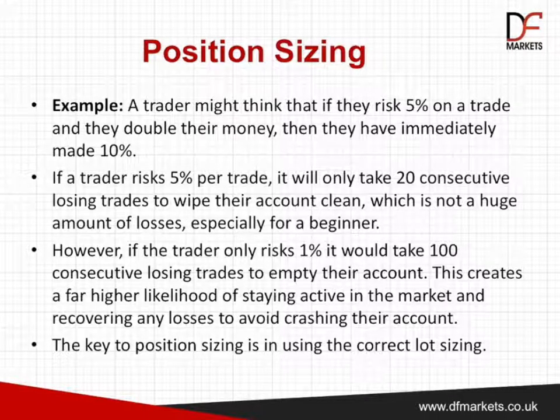However, in this scenario, the trader is not thinking about the other side of the equation, which is the loss that they will suffer if they are wrong and how that will affect the longevity of their trading. If a trader risks 5% per trade, it will only take 20 consecutive losing trades to wipe out their account. And this is not a huge amount of losses, especially for a beginner. However, if the trader only risks 1%, it would take 100 consecutive losing trades to empty their account. This creates a far higher likelihood of staying active in the market, recovering losses, and avoiding crashing your account.